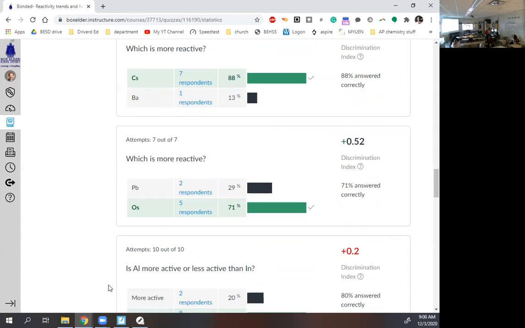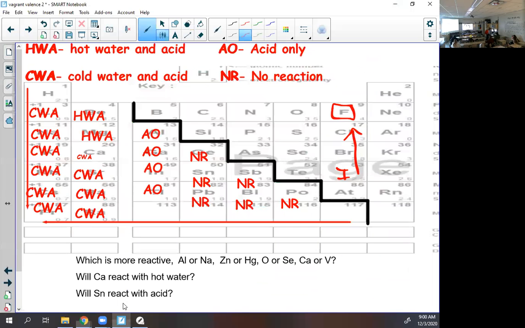7 and 1. I feel pretty good. Ooh, that one didn't go so well. Which is more reactive, Pb or Os? Pb is right here. Os is probably not on this chart. Where is it? So it's probably in here. That would probably be why that one was a little bit lower score. I'll take that one off the test. I apologize about that one.